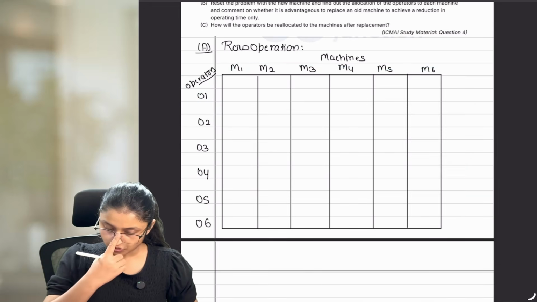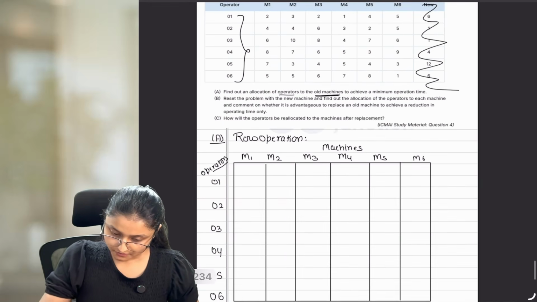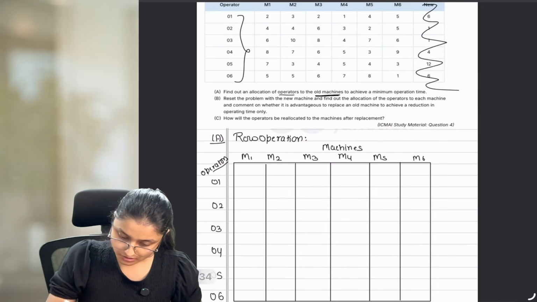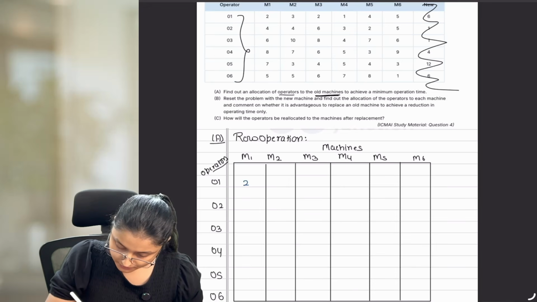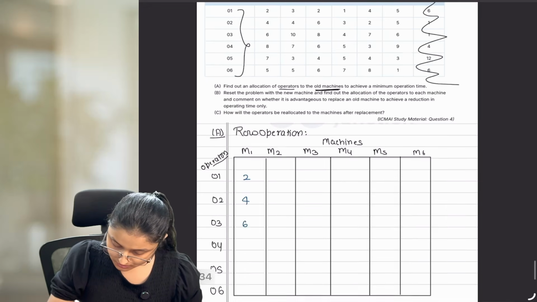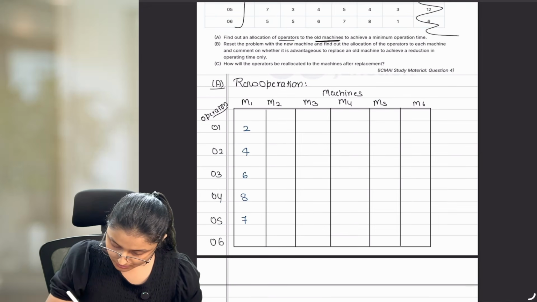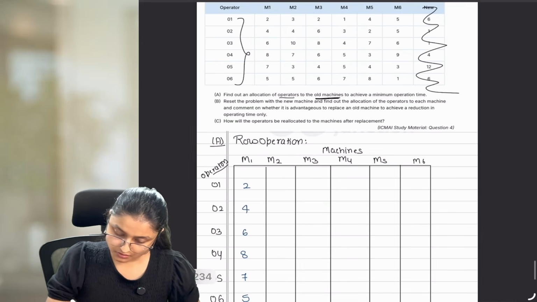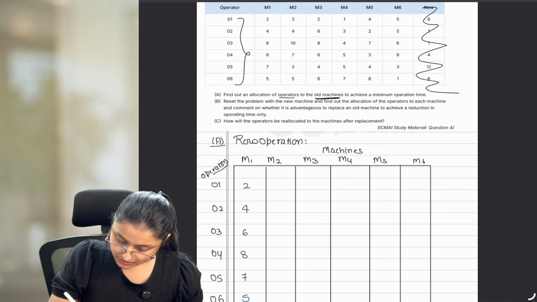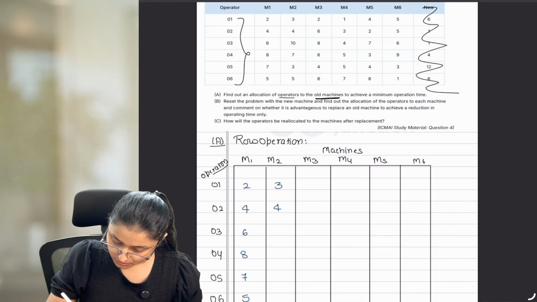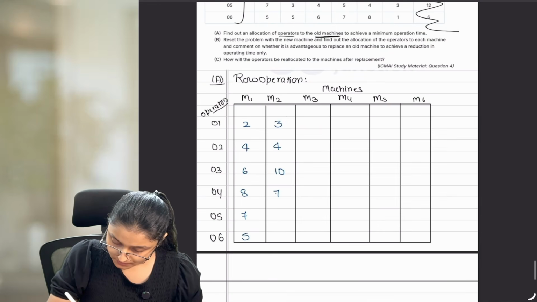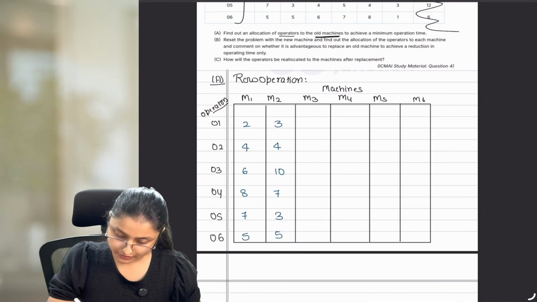Now, we can write the numbers as it is. 2, 4, 6, 8, 7, 5. Then 3, 4, 10, 7, 3, 5.